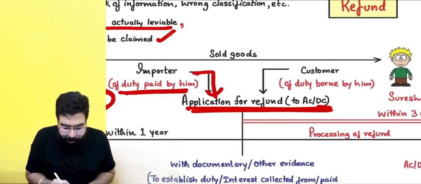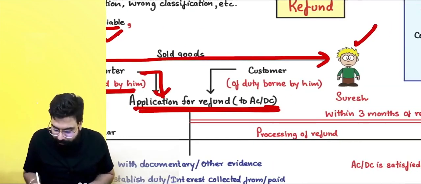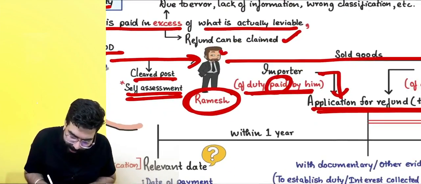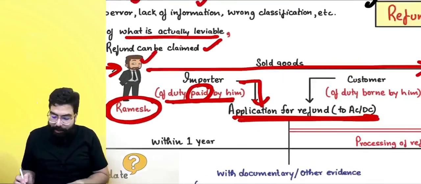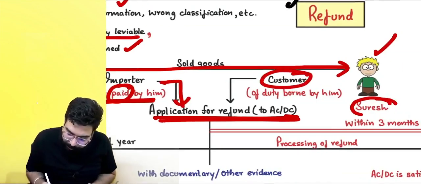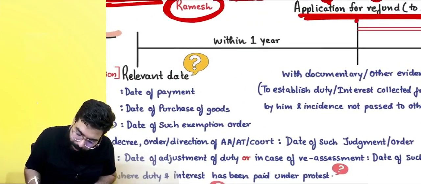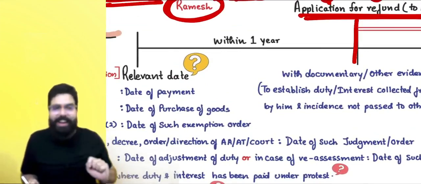Sir, supposingly, I went ahead and sold these goods to Suresh. Then Suresh is the person who has gone ahead and borne the duty. See, I had paid the duty, so I was going ahead and taking the refund. I passed on the burden to Suresh. Now, Suresh, being the customer, has borne the duty. He will make an application. Always remember, when you are making an application it has to go along with documents and other evidences.